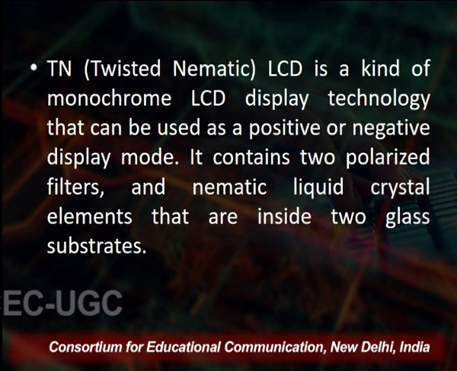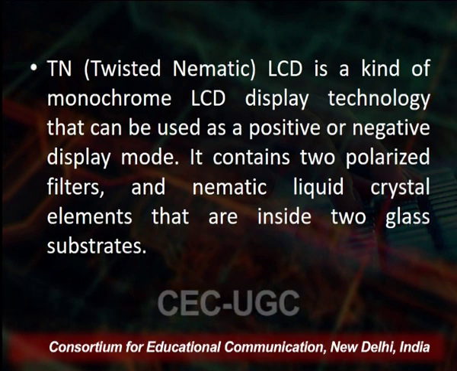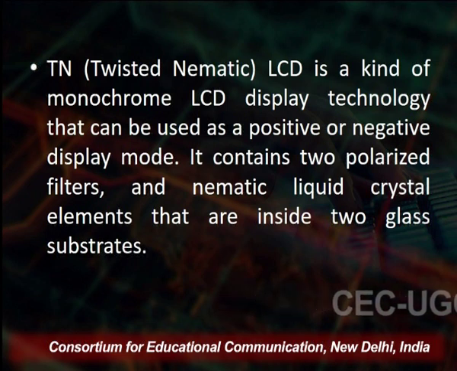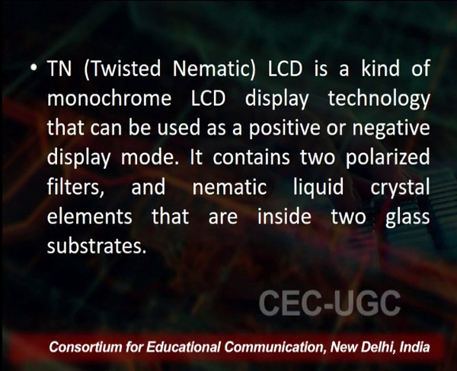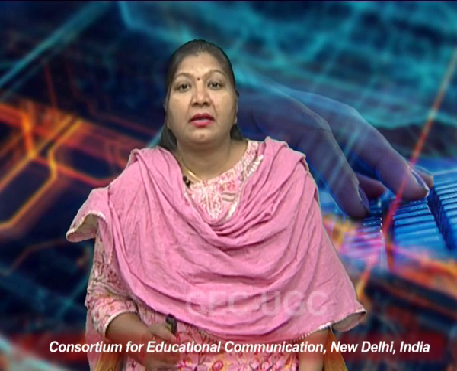TN, twisted nematic LCD, is a kind of monochrome LCD display technology that can be used for positive or negative display mode, and it has 2 polarized filters and nematic liquid crystal elements inside two glass substrates. When natural light goes through the front polarizer to meet the nematic liquid crystal cell, it is twisted 90 degrees and passes through the rear glass to arrive at the rear polarizer. In this way it controls the TN LCD panel on and off and lets us see the light.